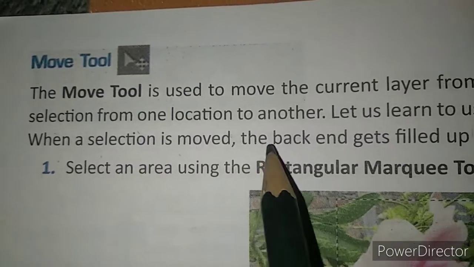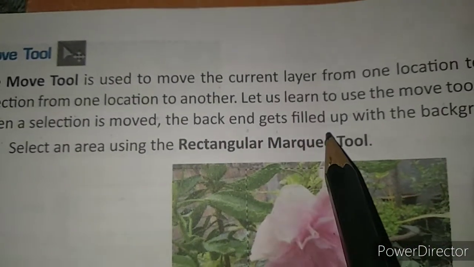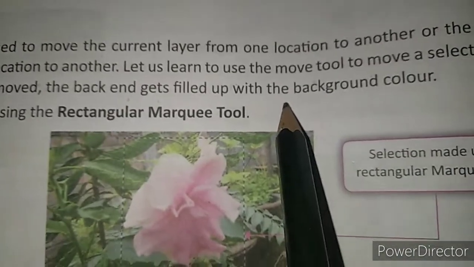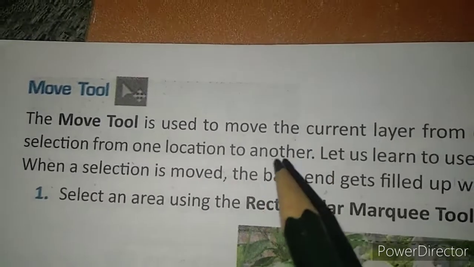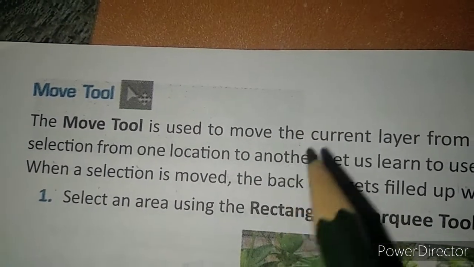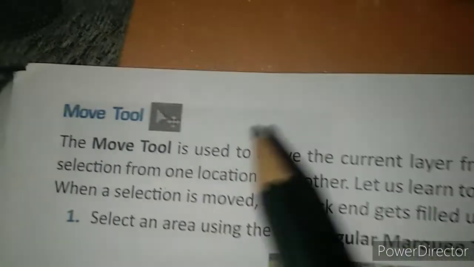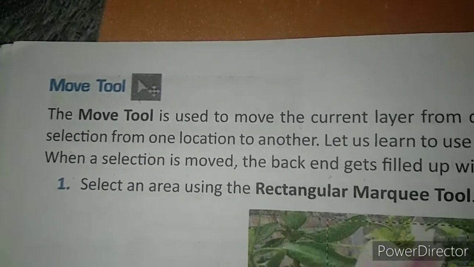When a selection is moved, the back end gets filled up with the background color. It means when you select a portion of an image and move it, its background appears at the empty place. So here the move tool moves the selected area or the layer from one place to another place.